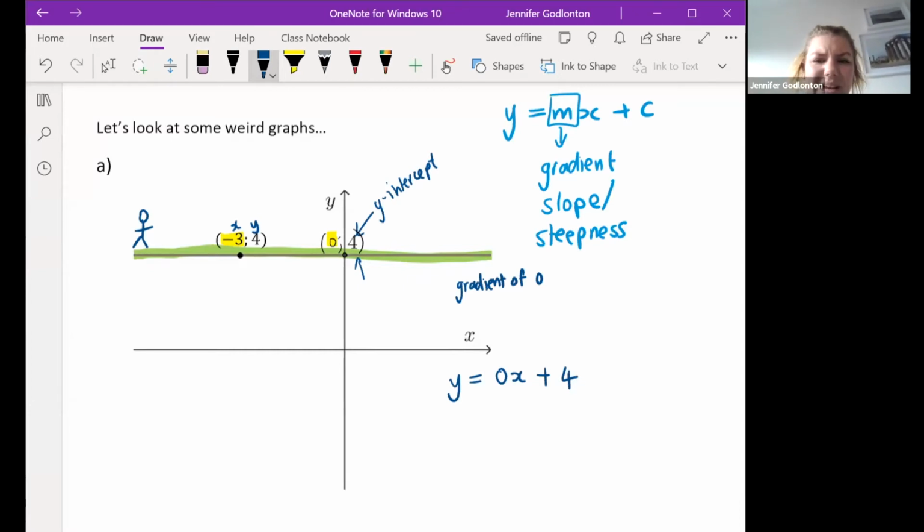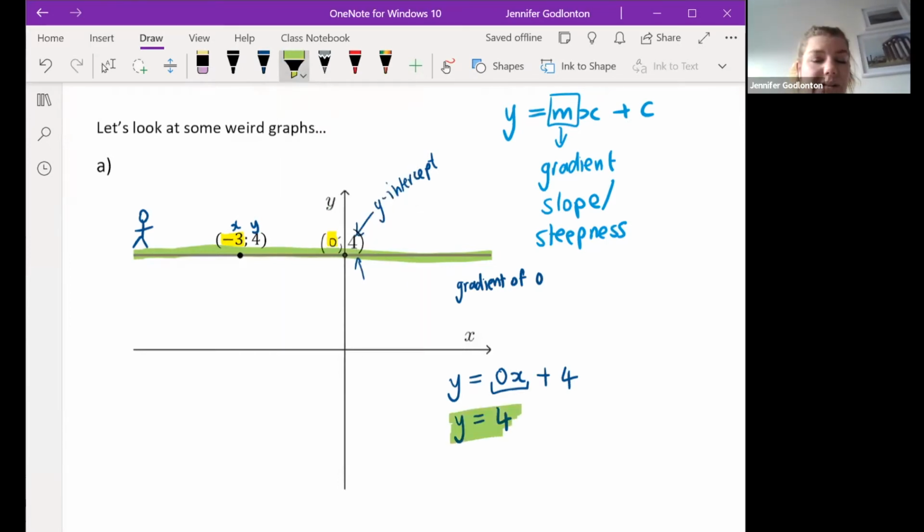But 0 times anything is equal to what? If I had 0 times 5, if I had 0 times 7, what is 0 times anything? Come on, guys. What is 0 times anything? 0, exactly. So we could just write the whole equation for this green line as y is equal to 4.